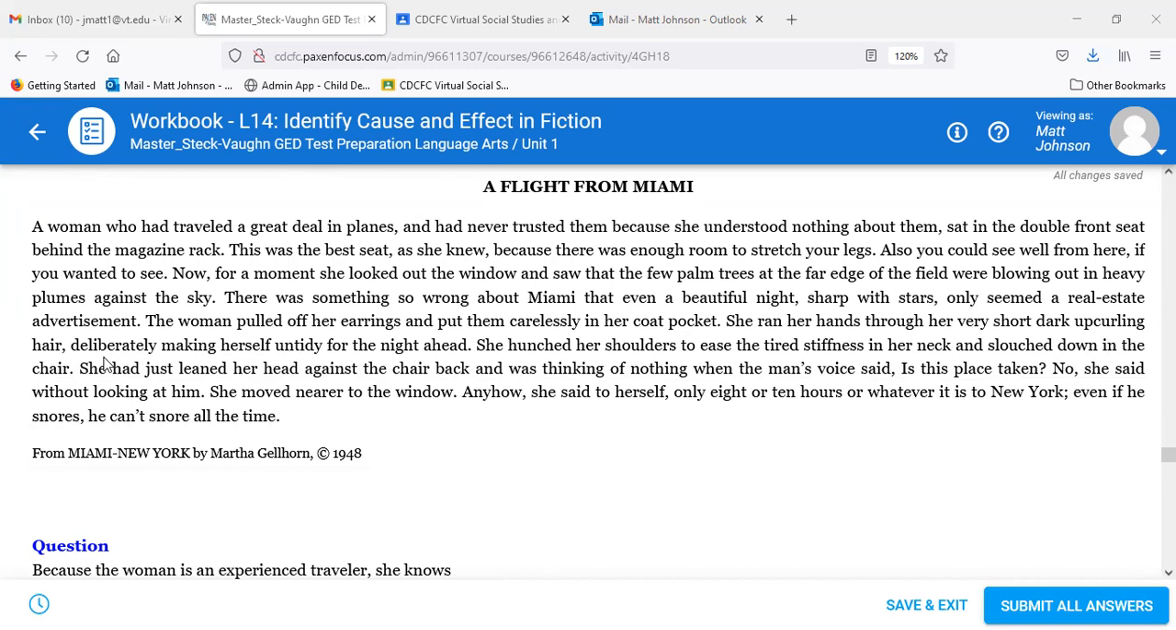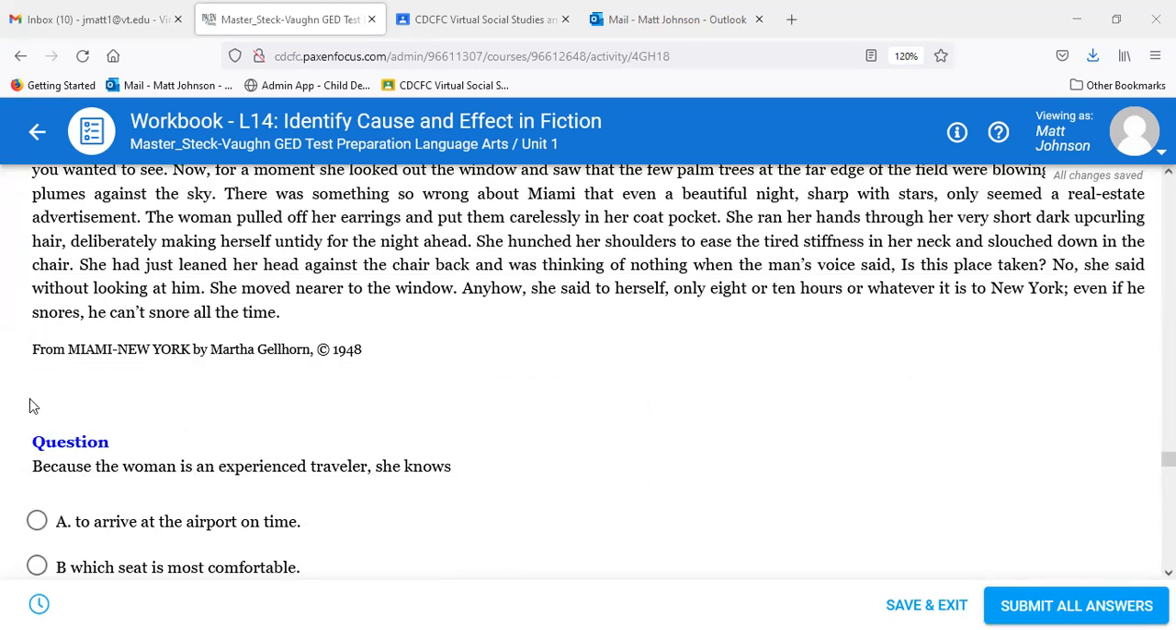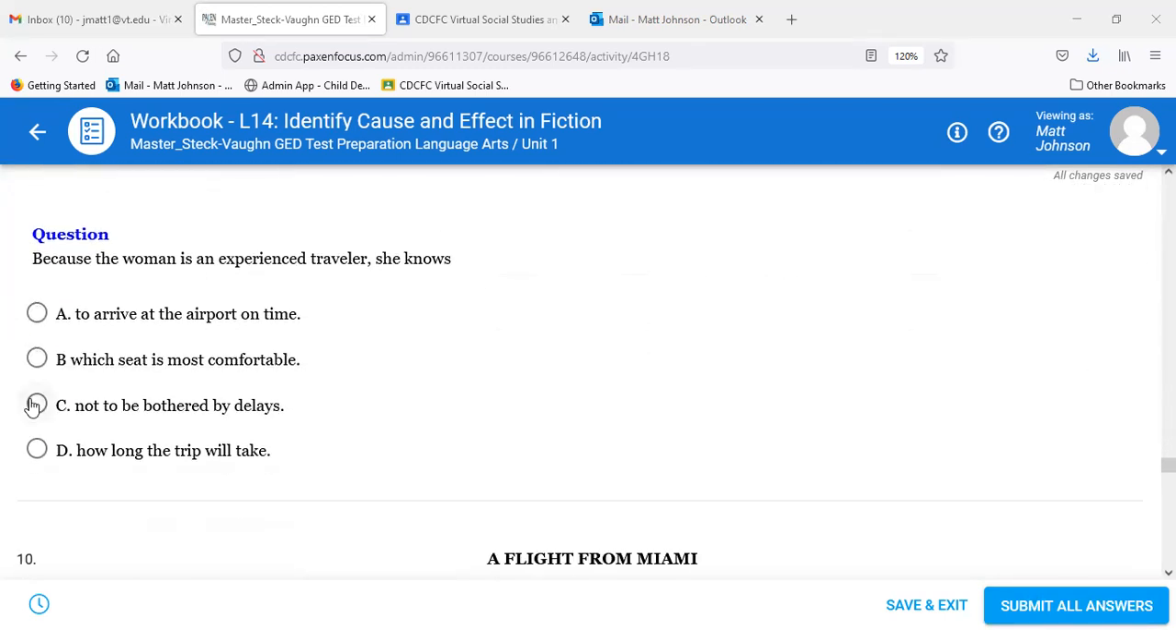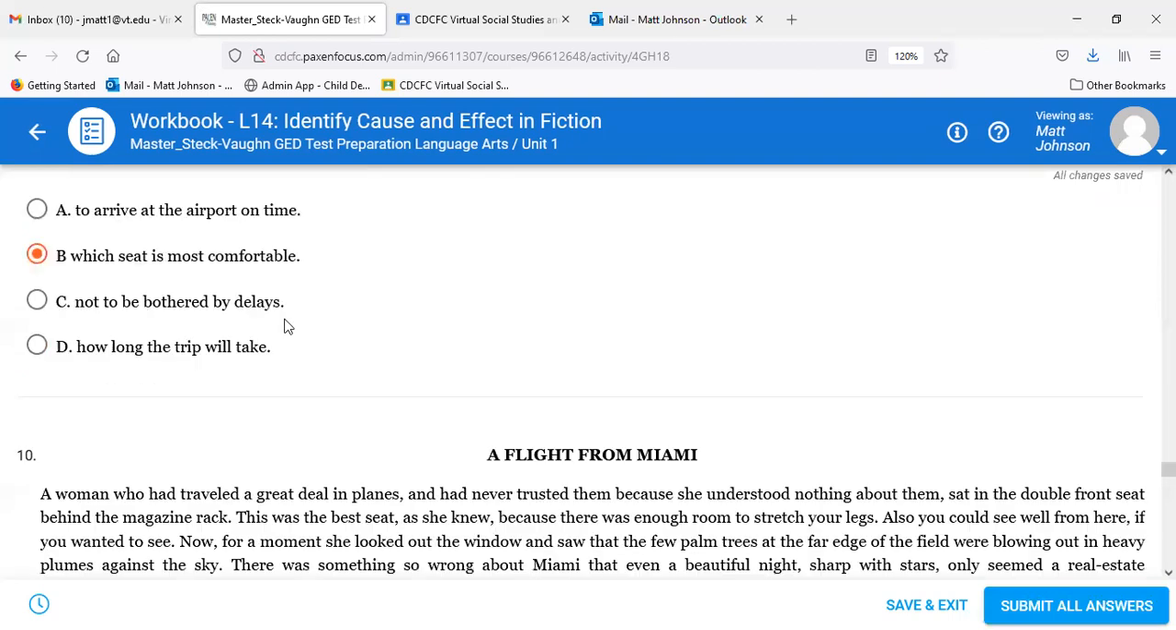And so because the woman is an experienced traveler, she knows A, to arrive at the airport on time, B, which seat is most comfortable, C, not to be bothered by delays, D, how long the trip will take. B as in boy, which seat is most comfortable, right? Right off the top, she knows being in front of the plane, near the magazine rack, she's gonna have that extra leg room.